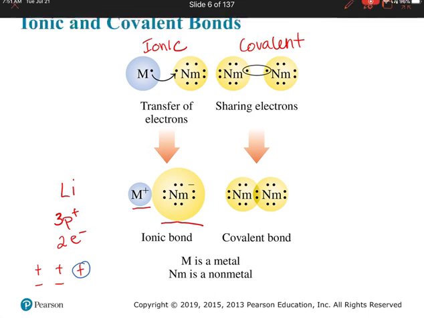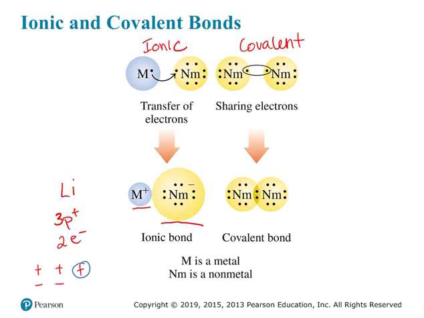All right, so now the nonmetal is going to become negatively charged because it's gained an electron. So similar to what we said before, now we no longer have equal amounts of protons and electrons. So if we have one more electron, that makes the whole atom negative.